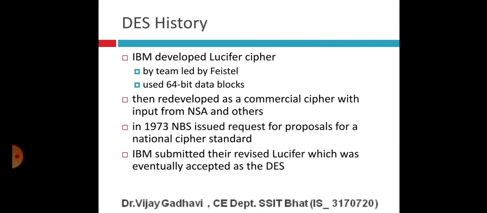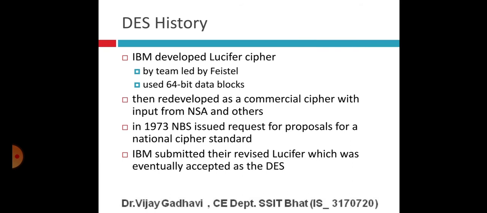DES history. IBM developed Lucifer cipher by a team led by Feistel. It used 64-bit data blocks, then was redeveloped as a commercial cipher with input from NSA and others. In 1973, NBS issued a request for proposal for a national cipher standard. IBM submitted their revised Lucifer, which was eventually accepted as the DES.